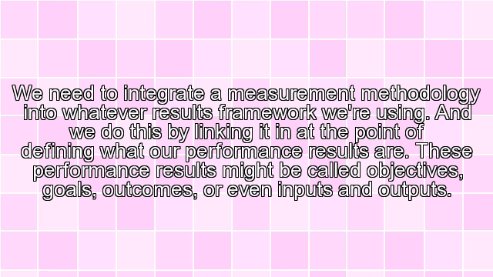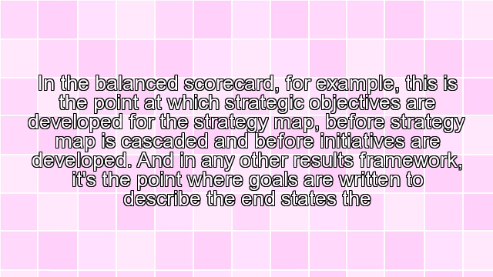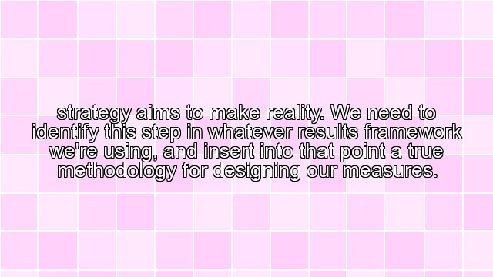These performance results might be called objectives, goals, outcomes, or even inputs and outputs. In the balanced scorecard, for example, this is the point at which strategic objectives are developed for the strategy map, before the strategy map is cascaded, and before initiatives are developed. And in any other results framework, it's the point where goals are written to describe the end states the strategy aims to make reality. We need to identify this step in whatever results framework we are using and insert into that point the true methodology for designing our measures.